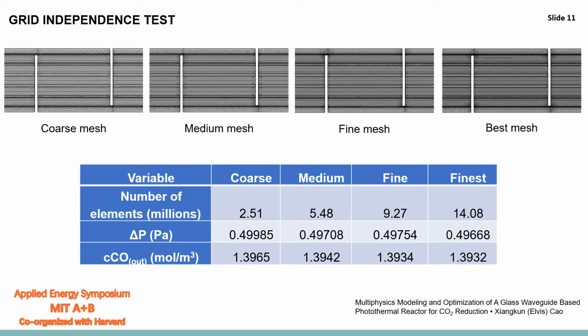After experimental calibration to get the constants for the models, we conducted the grid independence test. We studied four different element sizes, and the number of elements for the coarse mesh is around 2.5 million, and for the finest mesh, around 14 million. Then we compared the major outputs of the simulations, which are the pressure drop and the carbon monoxide concentration at the outlet. Based on this, we chose the medium mesh size for our follow-up studies.